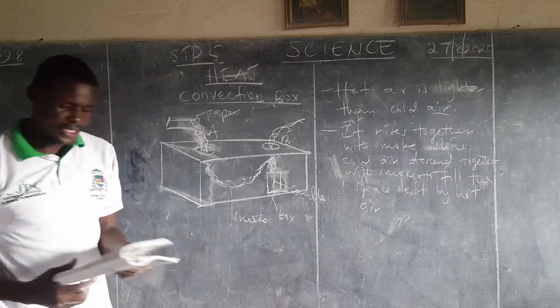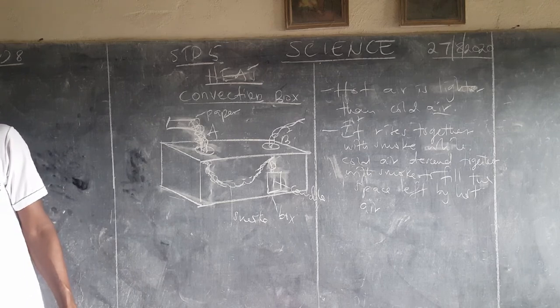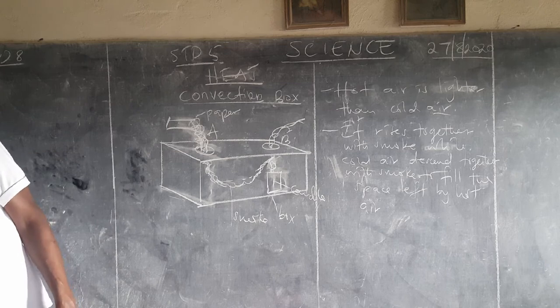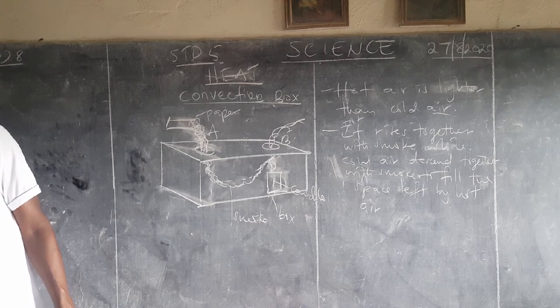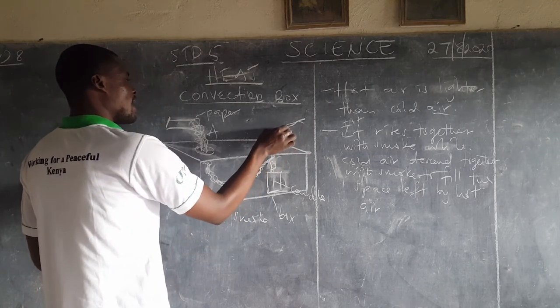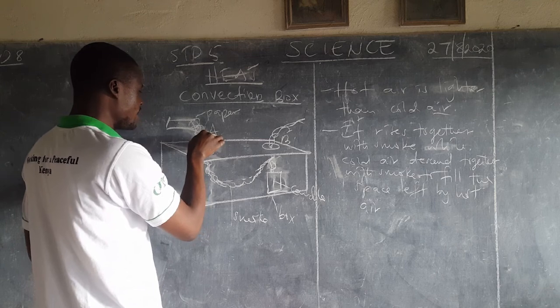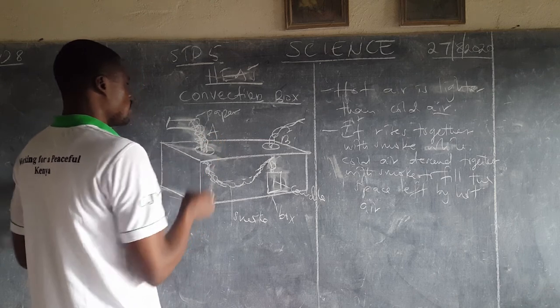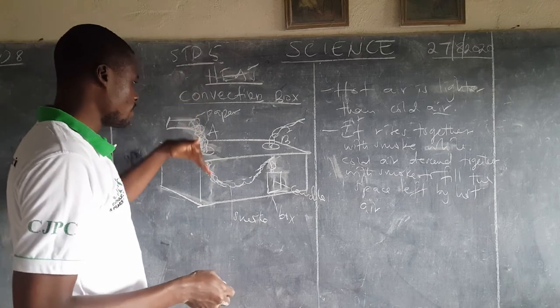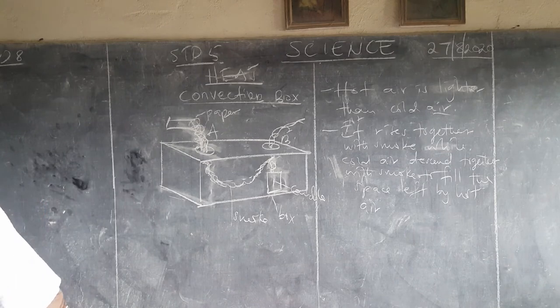Cooler air enters through opening A, creating a circular motion. So hot air moves through point B, and the smoke may come back again as cool air enters through A. When it is cool, it comes down. Then the sequence may continue like that. The sequence continues in a circle.